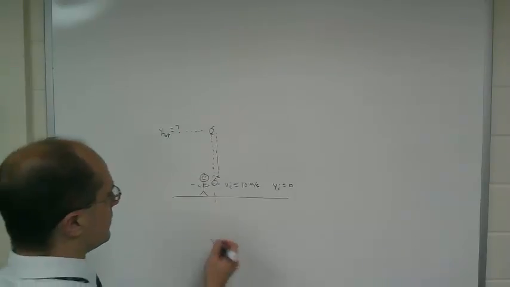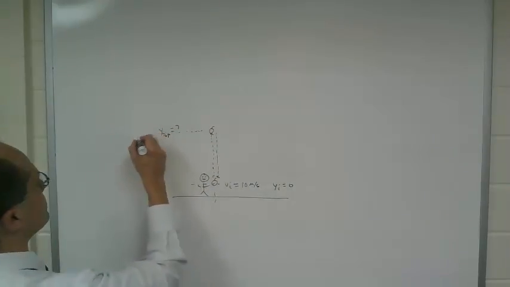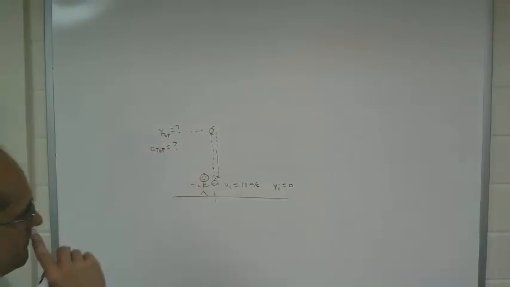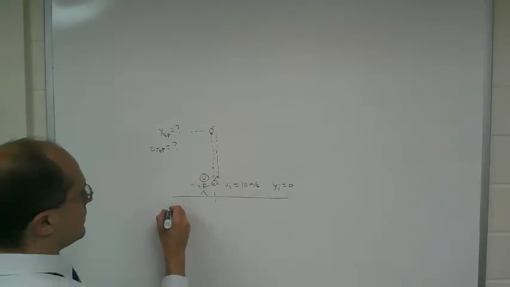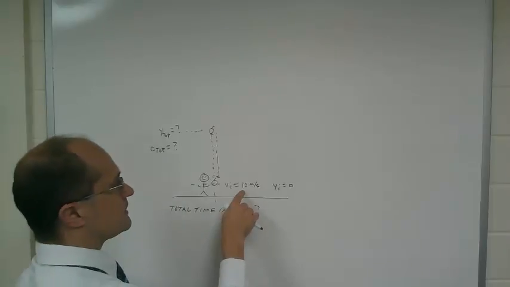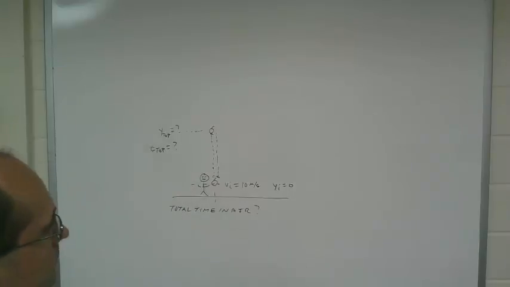The second thing is, how much time does it take to get to the top? We want to know that. And we also want to know the total time. Given just this information of how fast we threw it, we should be able to find all these things. Let's take a look at how we can do that.